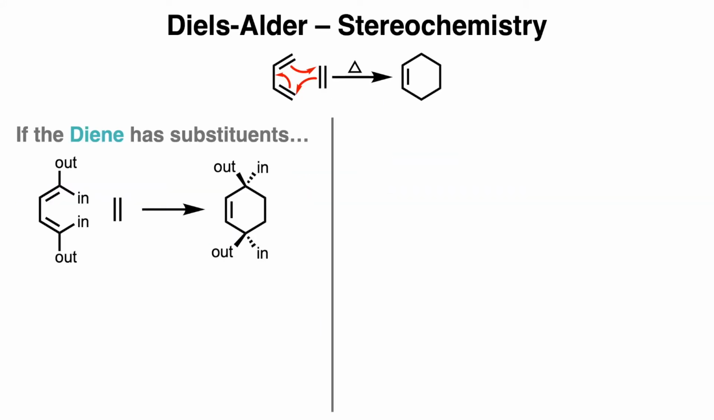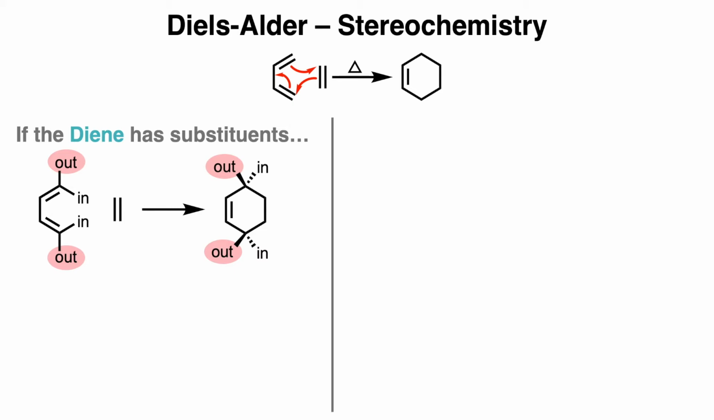Now let's take a look at the stereochemistry of a product. If the diene is substituted, the position of the substituents will dictate its stereochemistry. If there are substituents on either C2 or C3 of the diene, they do not affect stereochemistry because they start on an sp2 hybridized carbon and end on an sp2 hybridized carbon. However, if there are substituents on either C1 or C4, then we do have to pay attention to stereochemistry.